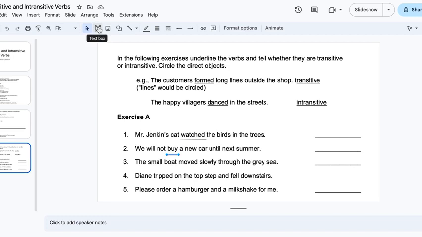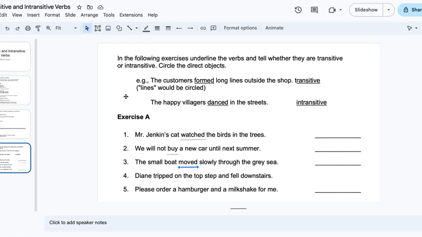The small boat moved slowly through the gray area. Moved is going to be my verb, and I'm going to ask myself, who or what did the small boat move? And there is no answer, which makes it an intransitive verb. There's no answer for who or what.